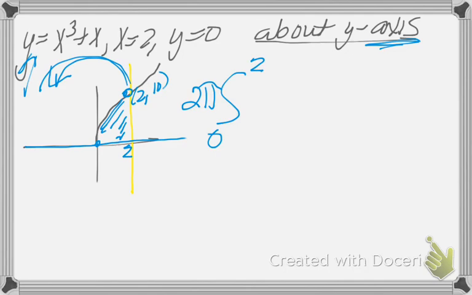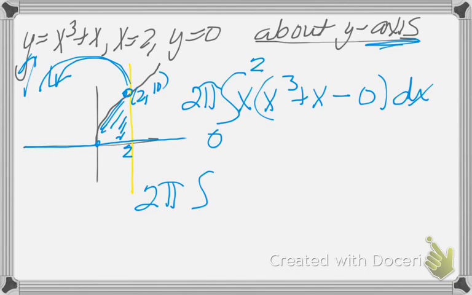And now, instead of doing right to left, we do top minus bottom, because we're doing everything in terms of x. So our top function is x cubed plus x minus the bottom function, which is just 0, dx. But there's one other thing you have to add when you use the shell method, and that's an extra x here. Okay, so since we don't need that 0, we're going to end up with this.